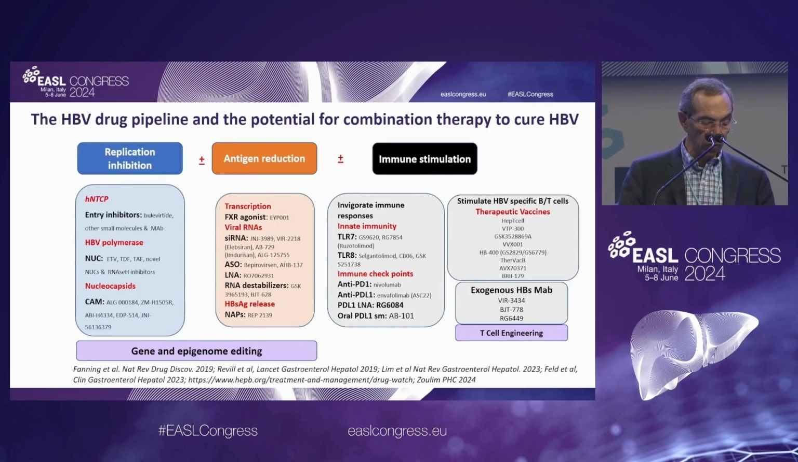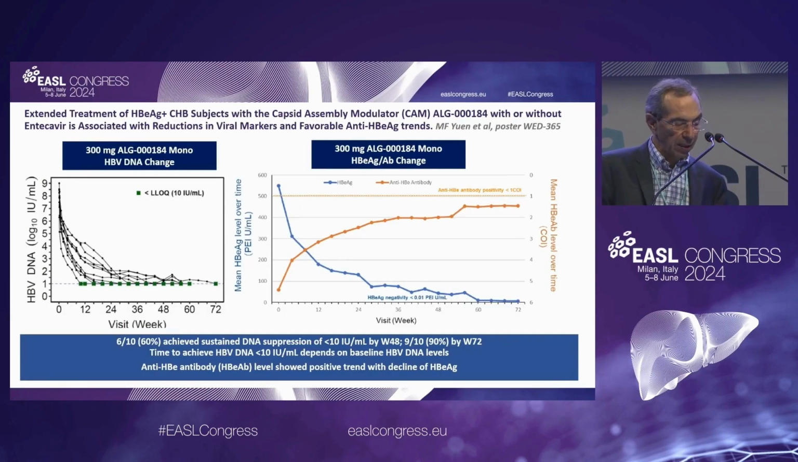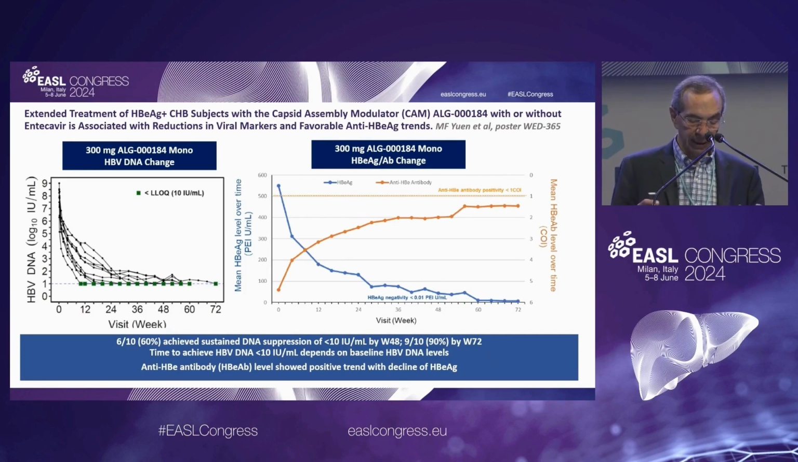Regarding clinical studies, you know that the drug pipeline for HBV is extremely dynamic, with drugs inhibiting viral replication, inducing antigen reduction, and strategies to stimulate the immune responses. So I will show you a few examples of what were the highlights of this meeting. First, a study that I selected is a capsid assembly modulator, ALG 184, with or without entecavir, which showed, in an extended treatment in E-positive patients, profound reduction of HBV DNA and HBe antigen, which really shows that this class of drug is still alive in the strategy for drug development.